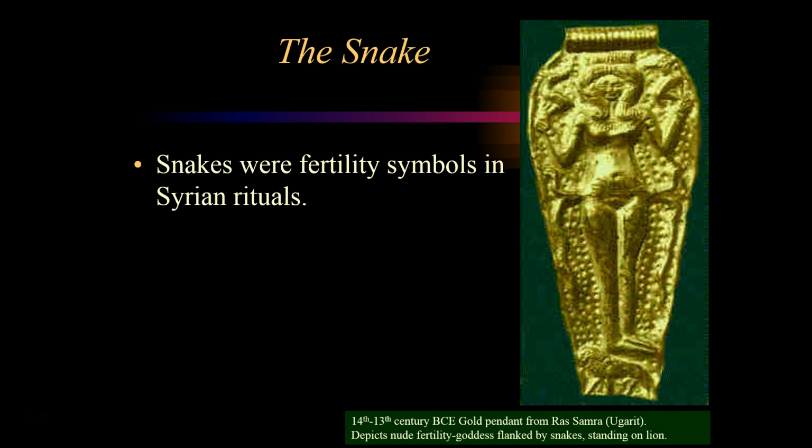Now, snakes were central symbols of the Syrian faith as they were associated with their fertility rituals. Here you see a plaque, a gold plaque, in fact, from the 14th, 13th centuries, dug up in Ugarit, so that's in Syria. And we have, again, a nude fertility goddess. It's probably Anath. In fact, it has all the characteristics of Anath. But notice she's flanked by snakes. She's holding these snakes.